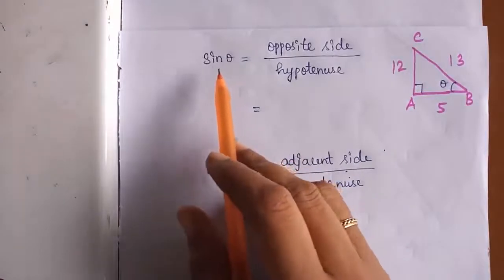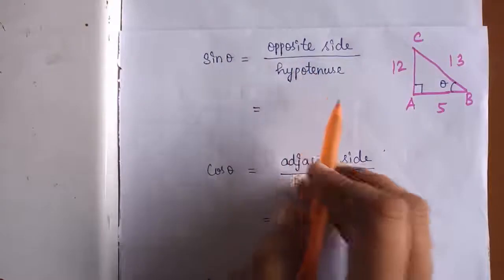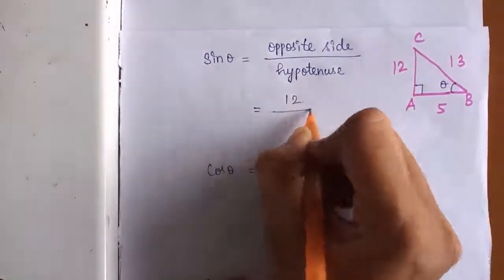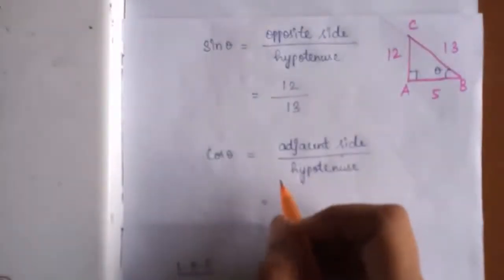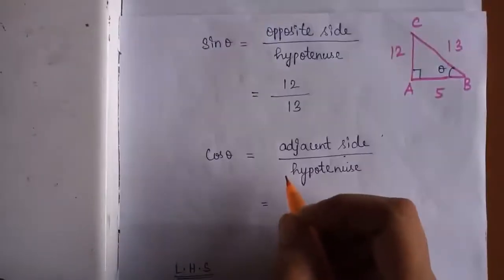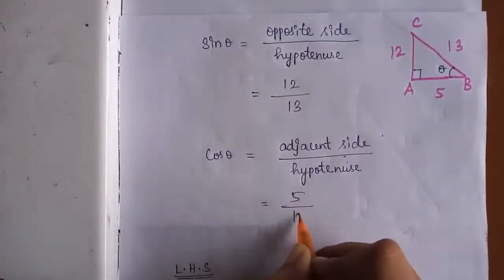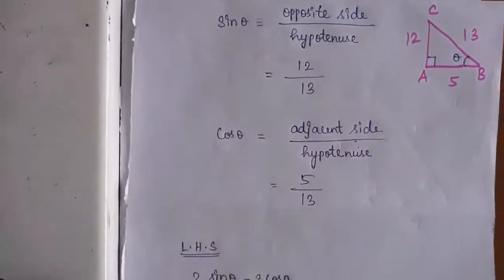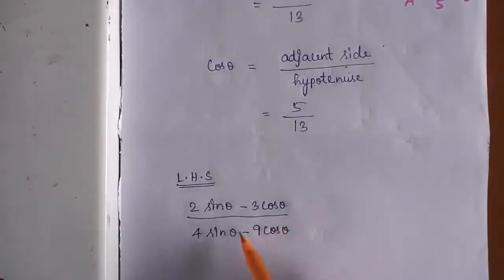Now we are going to find the sin theta value. Sin theta is equal to opposite side by hypotenuse. So the opposite is 12 divided by the hypotenuse is 13. Similarly, cos theta is equal to adjacent side by hypotenuse. The adjacent is 5 divided by the hypotenuse is 13. So you have to show that what is the value of 2 sin theta minus 3 cos theta divided by 4 sin theta minus 9 cos theta. You have to prove this value is equal to 3.